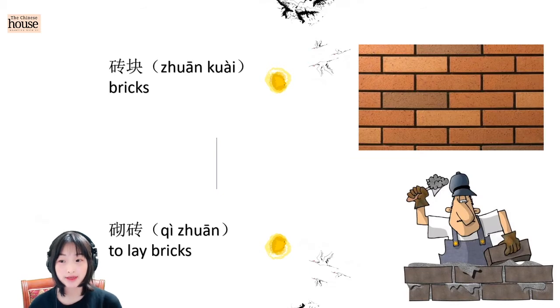And then we have bricks, 砖块. 砖, flat tone, 块, fourth tone, 砖块. And then to lay bricks, 砌砖. 砌, fourth tone. Read after me, 砌砖, 砌砖.